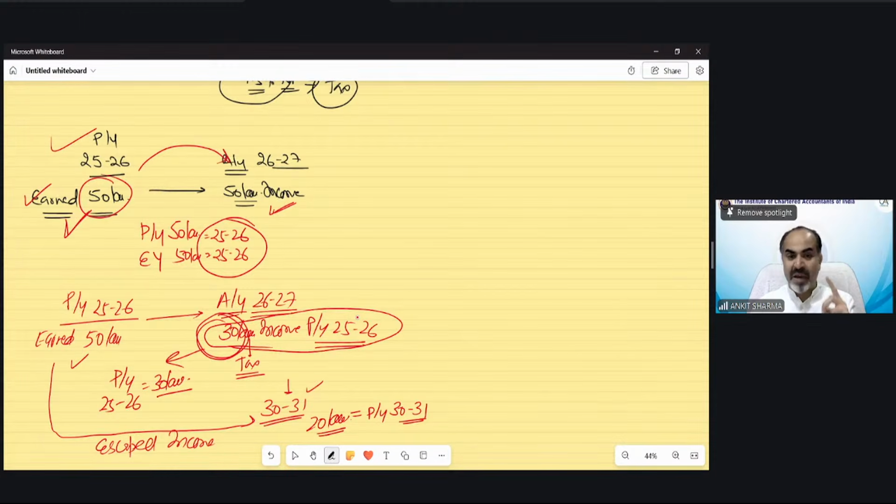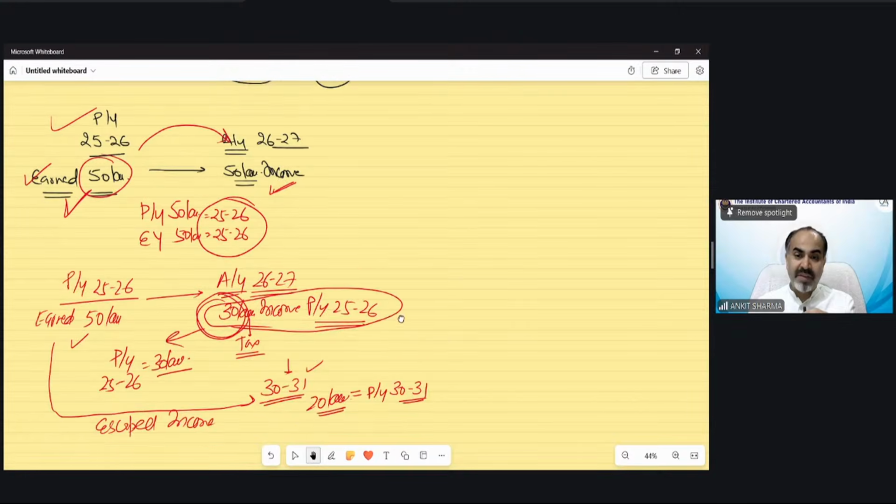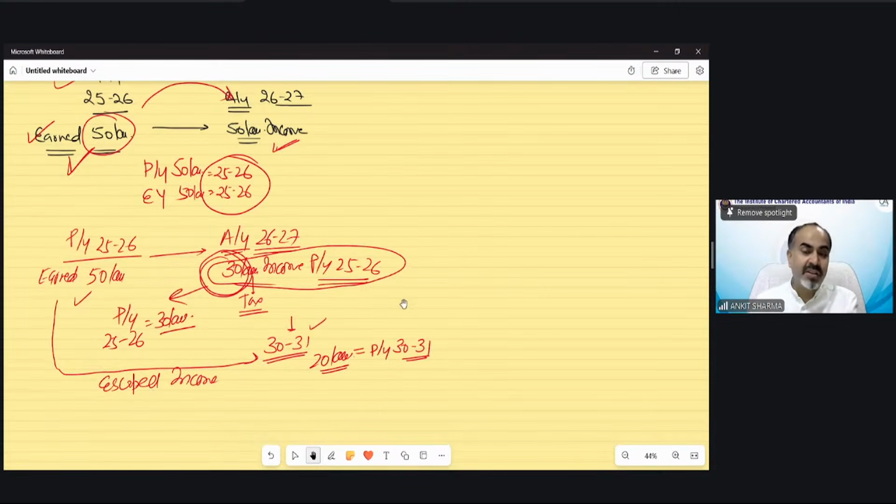So as you explained, the 30 lakh rupees is your income for previous year 25-26, disclosed by yourself. So that would be the previous year for this 30 lakh rupees. But this 20 lakh rupees has been found out by the income tax department themselves. So the previous year would be the year in which they come to know about this income. So for this 20 lakh rupees, the previous year would be 30-31.